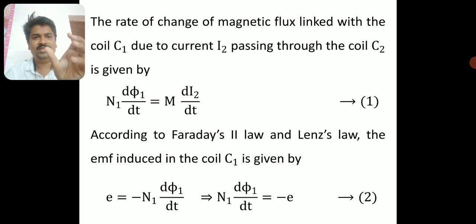Okay, it is clear. This equation I have written by considering Faraday's second law and Lenz's law. Both the laws: the minus is because of Lenz's law, and N1 d phi by dt is from Faraday's second law, which tells you EMF is equal to the rate of change of magnetic flux. Now this implies that N1 d phi1 by dt is equal to minus E. I am just sending the minus to the other side. So N1 d phi1 by dt is equal to minus E. I am calling this equation 2. So I got equation 2.